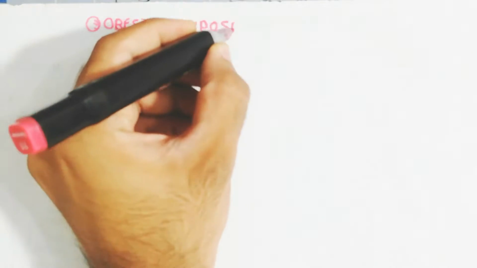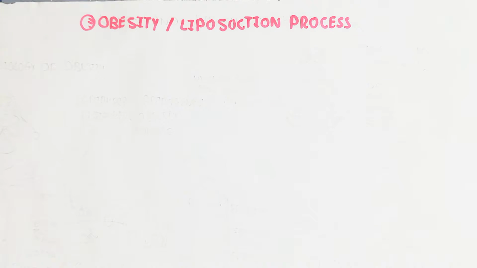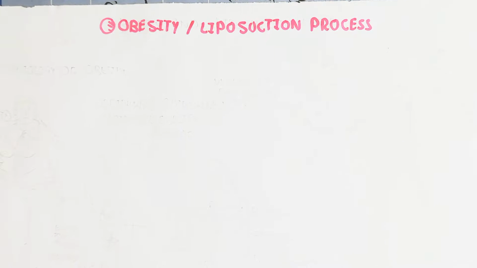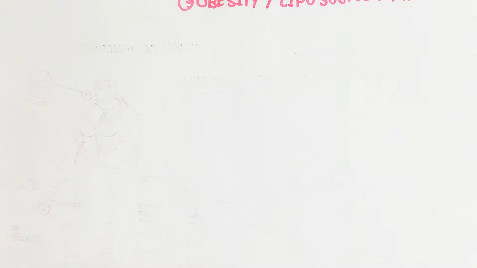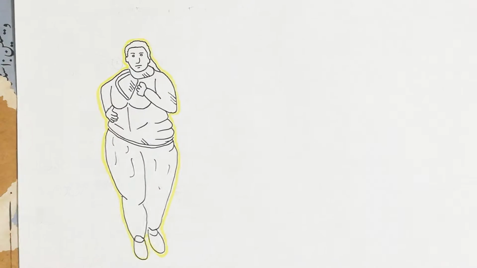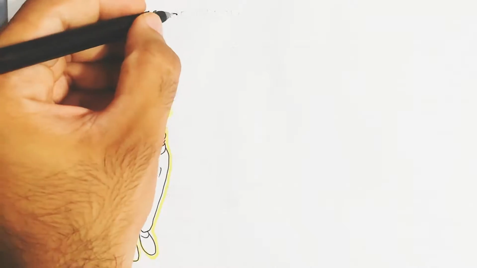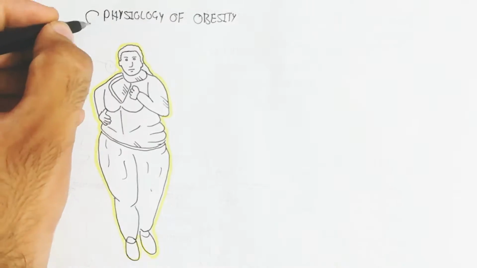Hello, in this video we will discuss obesity, its process and physiology, and the liposuction process through a machine. First of all, we will understand what obesity is and the types of obesity. There are two types of obesity, so let's begin to understand. Here is a fatty person, a female, and we will discuss the physiology of obesity first.